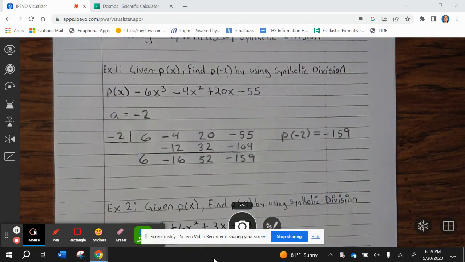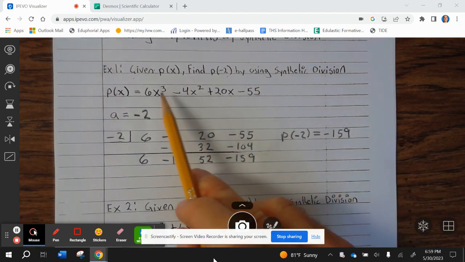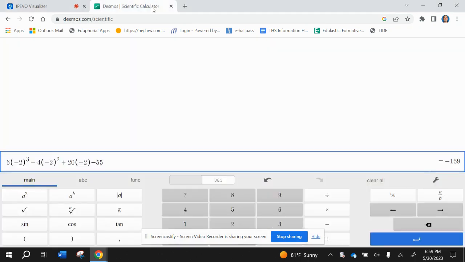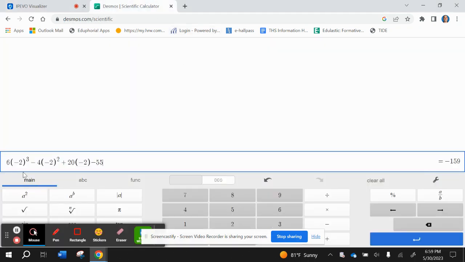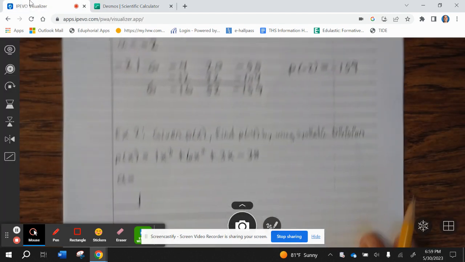To check that, we're going to plug negative 2 in everywhere there's an x. When we do that, you can see that 6 times negative 2 cubed minus 4 times negative 2 squared plus 20 times negative 2 minus 55 is negative 159. Okay? All right, let's take a look at the next example.